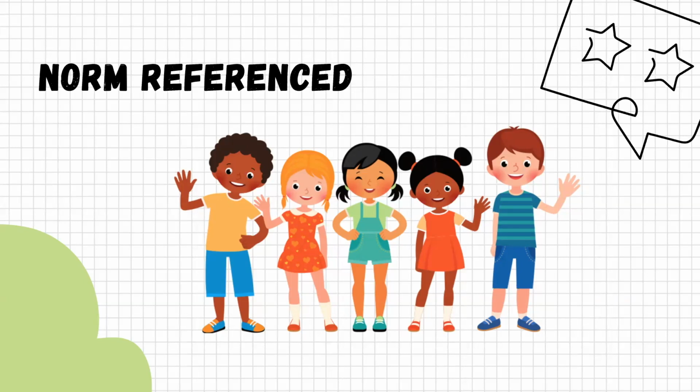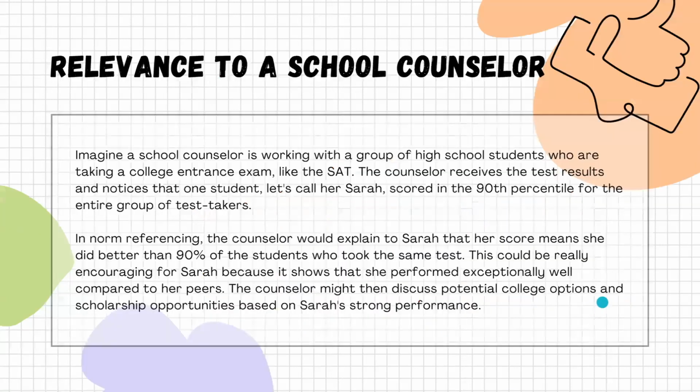It's like saying, okay, Johnny, you got more questions right than most of the other kids, so you did really well. And Susie, you got about the same as most, so you did okay. But Bobby, you got fewer right than most, so we might need to help you a little bit more. So in simple terms, norm referencing is about figuring out how each person did on a test compared to the whole group. It helps us understand who did really well, who did okay, and who might need a little extra help. So how is this relevant to a school counselor?